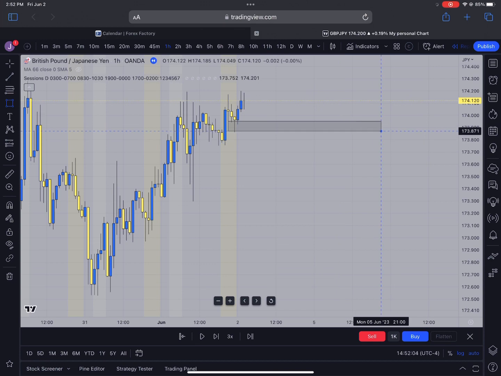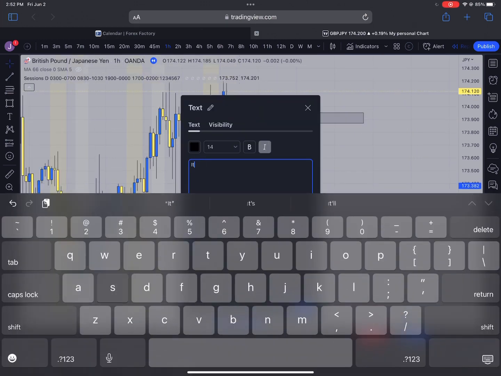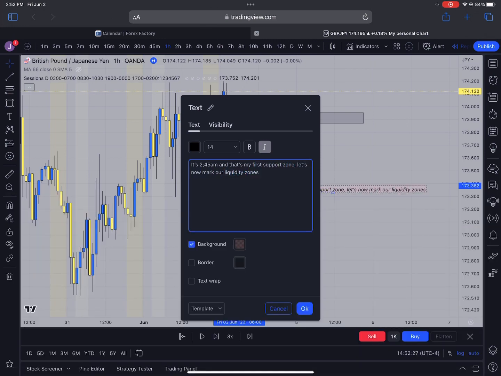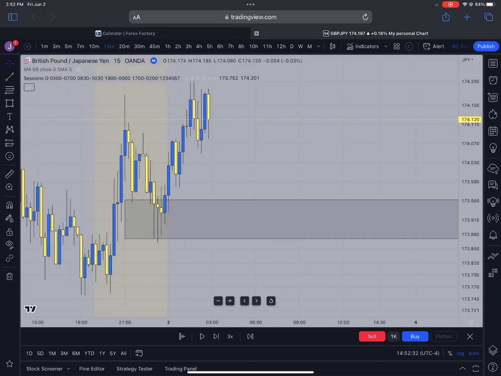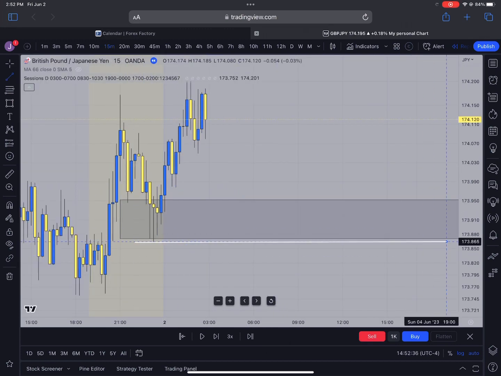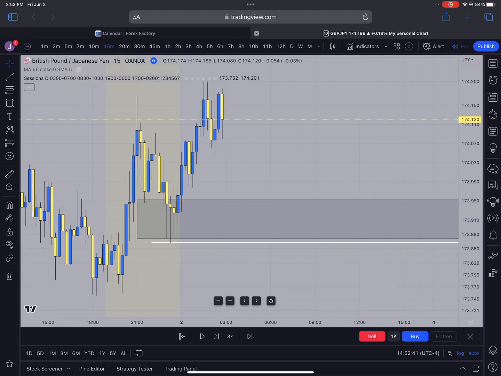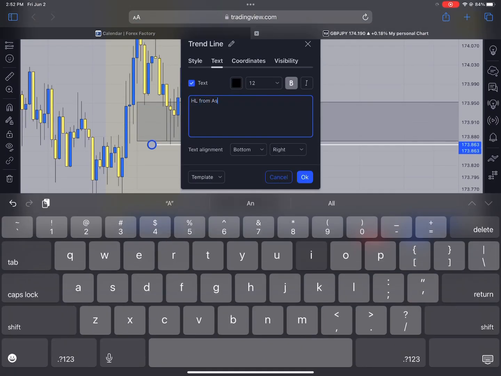It's 2:45 a.m. New York time, 15 minutes before London Open, and I am marking my H1 support zones. After I got my support zones marked, I'm gonna go to the 15 minutes and mark my liquidity zones. These are zones where price can come down to get some type of power before pushing up, and you are about to see it happen.